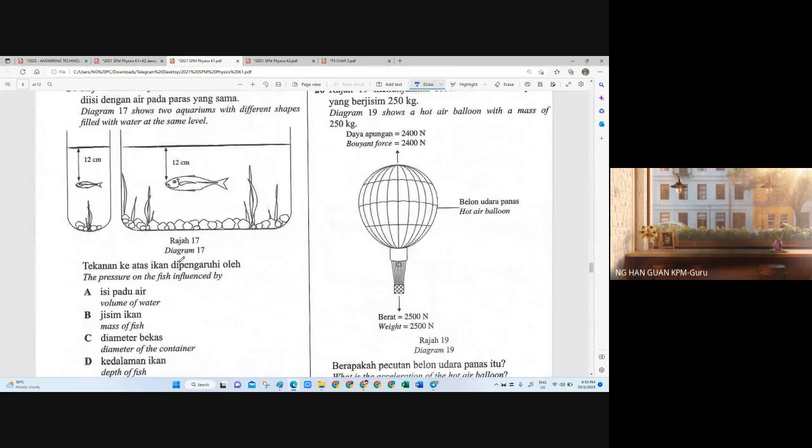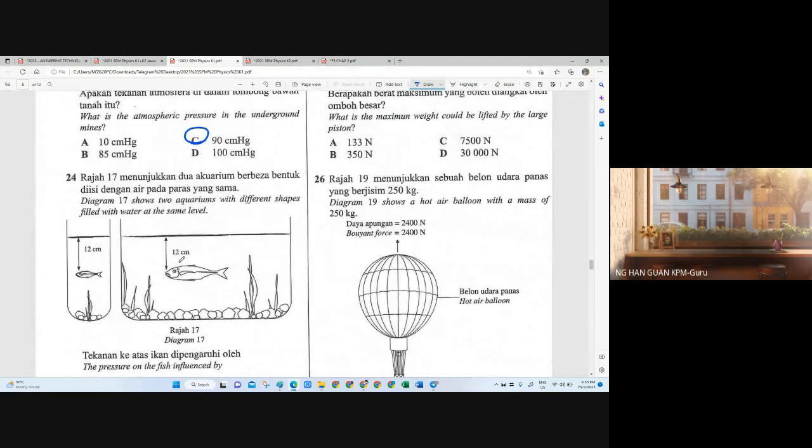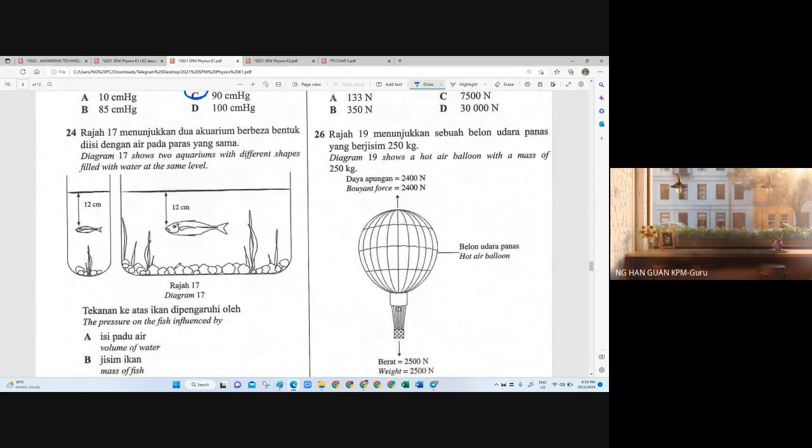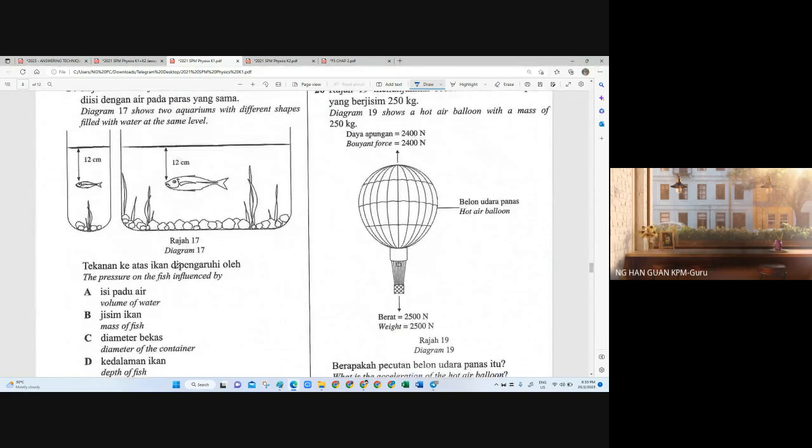So the next one here, the diagram shows two aquariums with different shapes, filled with water at the same level. So the pressure on the fish is the pressure in the water, pressure in the liquid. So it's h rho g.